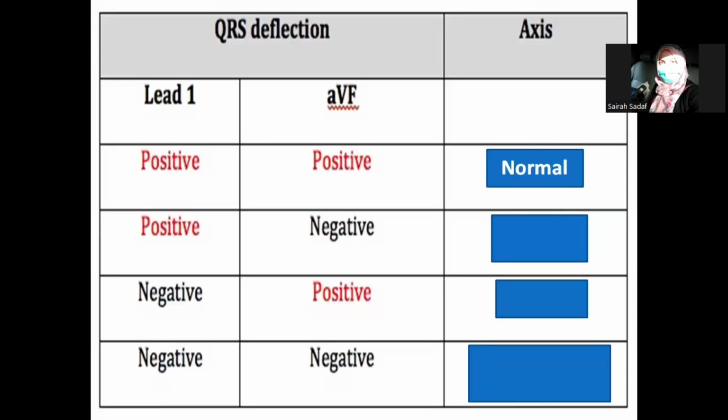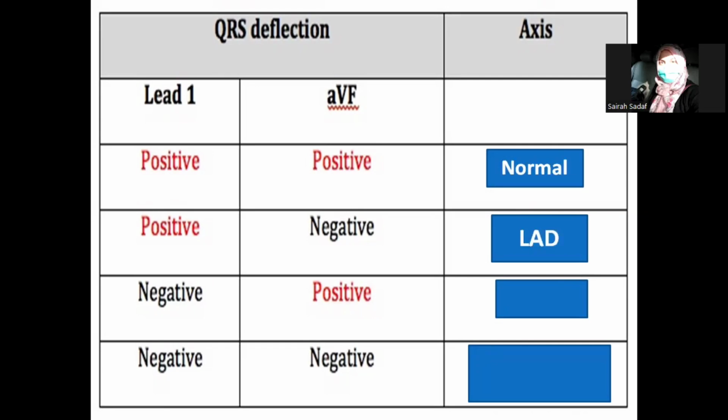Yes, you're right. Okay, now which axis is the next one? When in lead 1 it is positive and in AVF it's negative, so which axis is this now? Jennifer is saying left. Everyone says left. Okay, my chat box is getting full. Yes, it's left. Good.